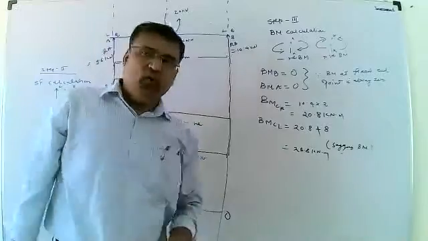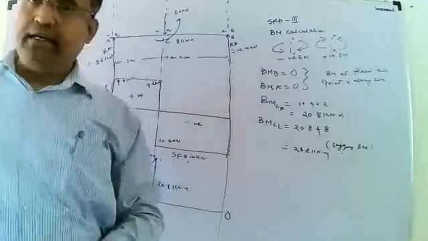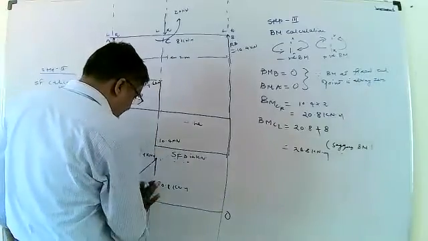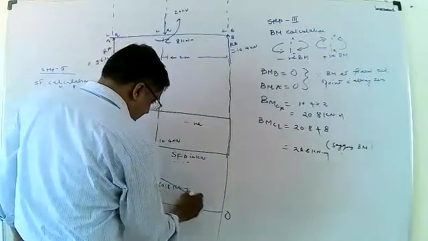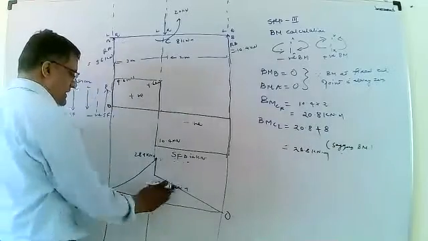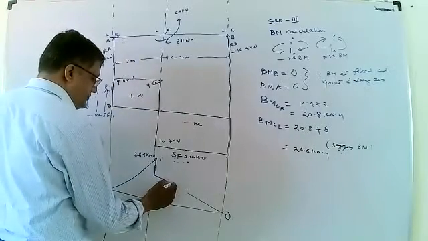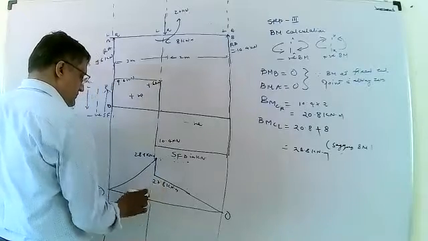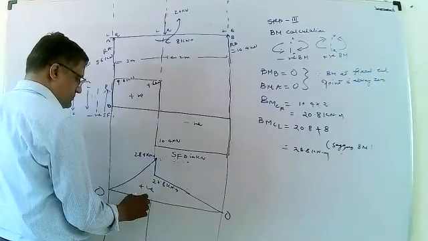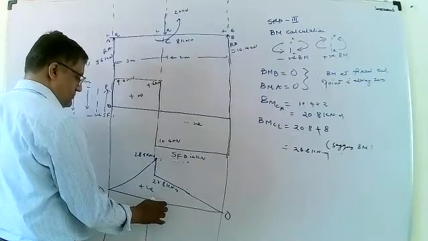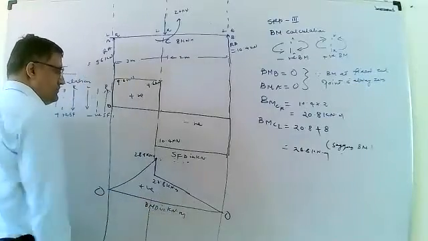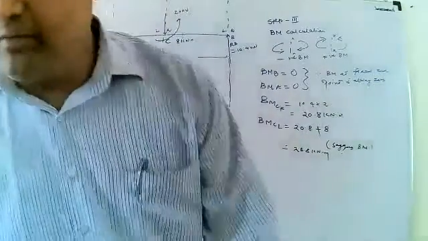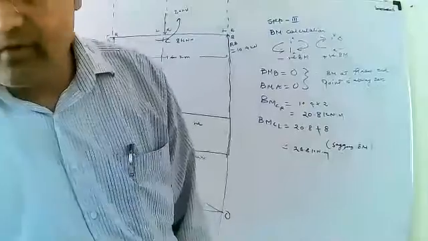Then in the portion CB again no load. No load means draw the inclined straight line. This is the simple way. I will repeat once again.